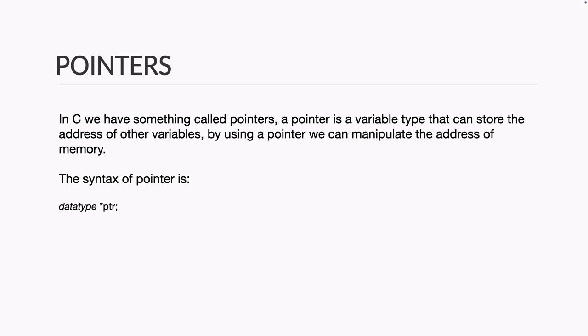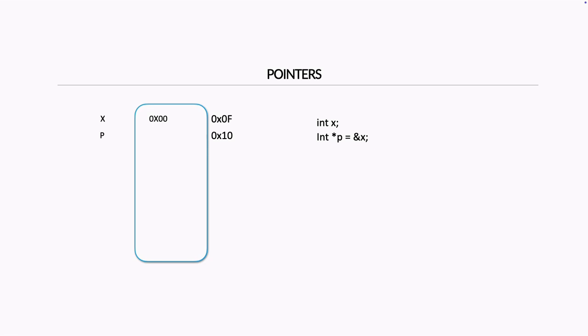The syntax of a pointer is, first, we specify the data type, and then the name of the pointer preceded by an asterisk. Let's analyze the following example. We have declared a variable x, which is stored at address 0f. Then we declare a pointer of type integer using the asterisk. Then we assign the address of the variable x to the pointer. When we do this, the pointer variable takes the value of the address in which variable x is stored. We now have a pointer which contains a reference to the variable x.